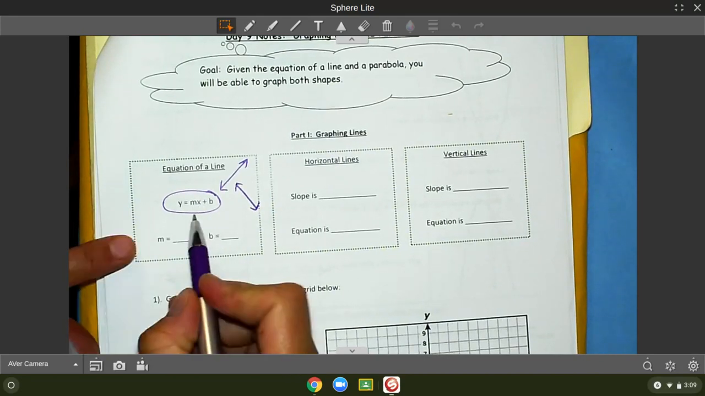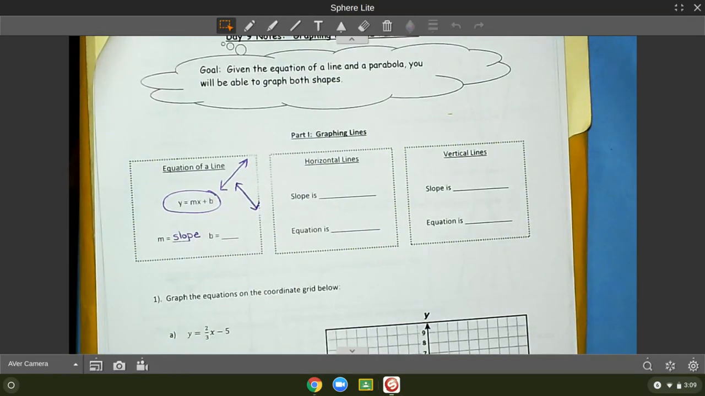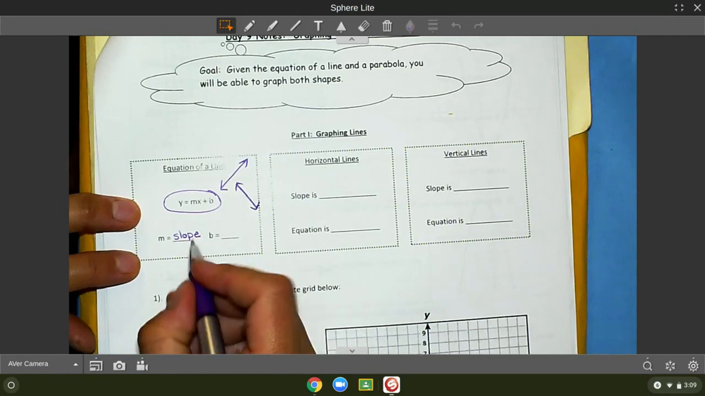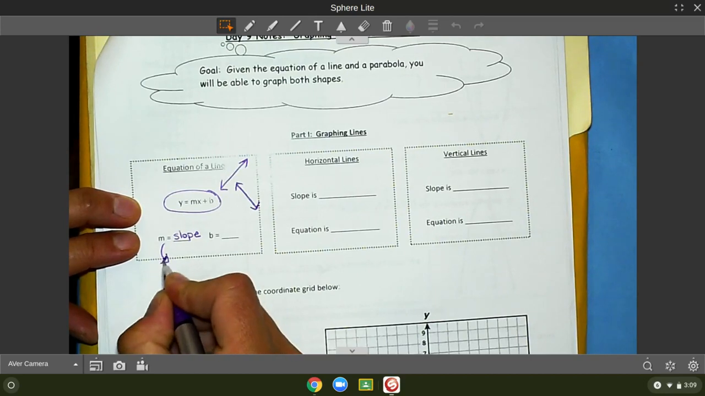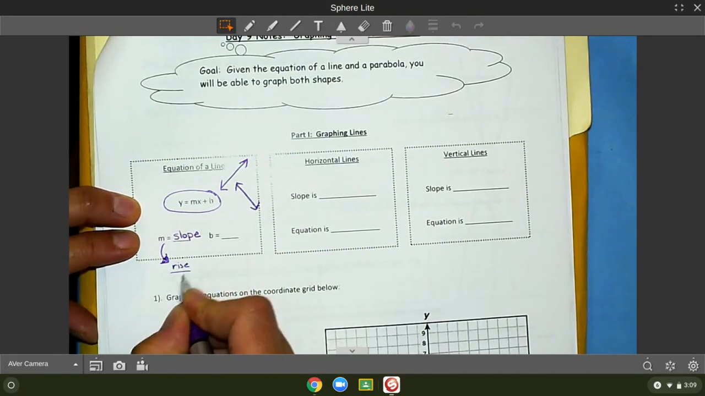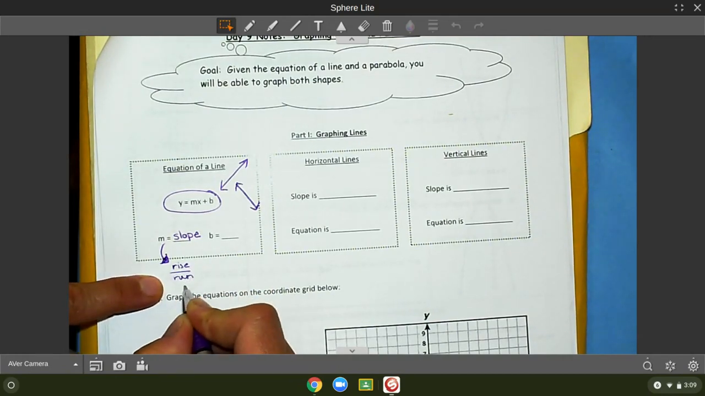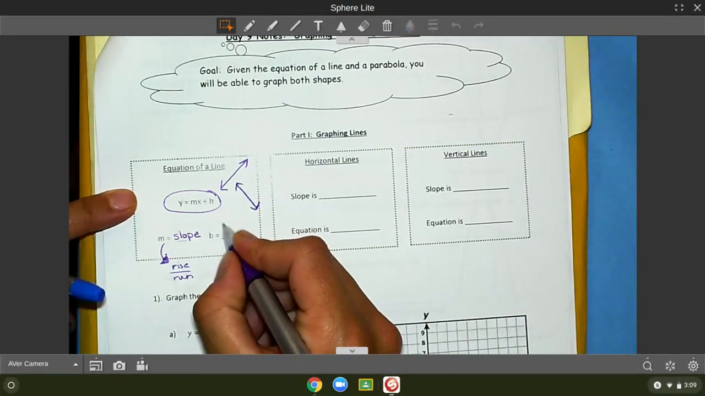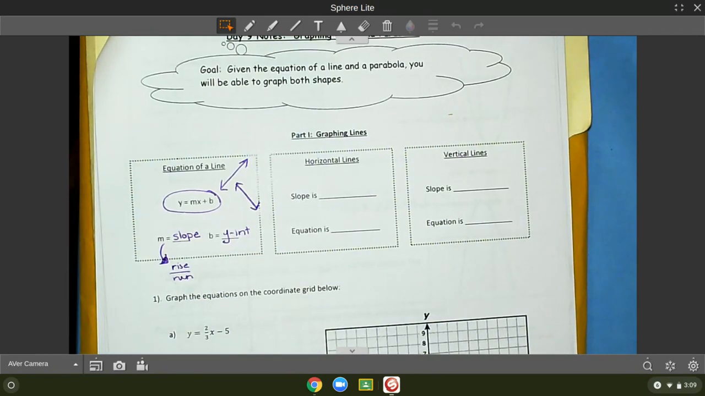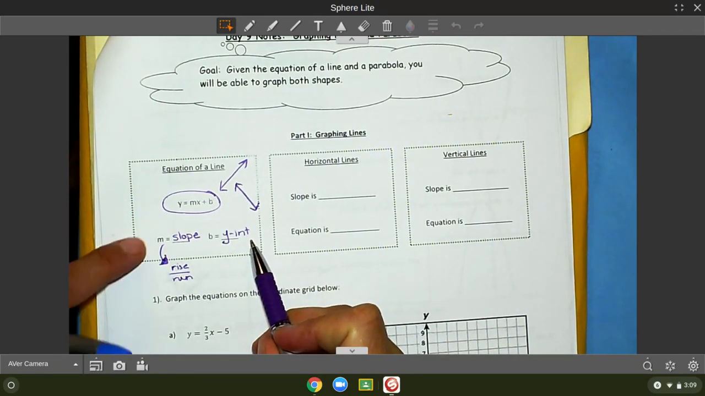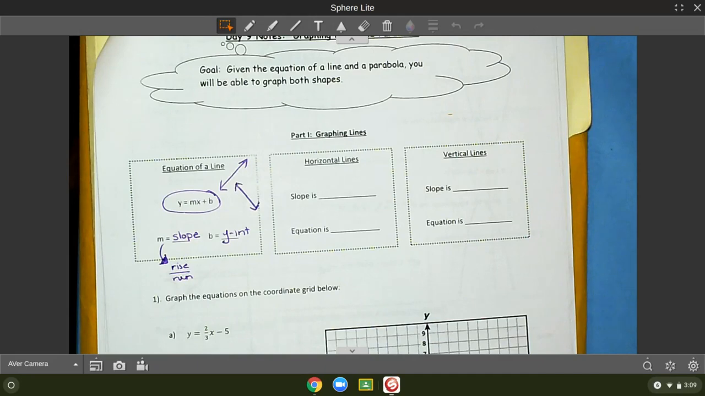mx plus b. The letter m stands for your slope. Your slope is going to be the direction of the line. Usually, the slope is in the form of a fraction, and that fraction is going to be rise over run. So up or down is the top number, and the bottom is going to be left and right. And then the b value, the number that you're adding or subtracting, is going to be your y-intercept. That's the number where you start plotting your line on the y-axis, which is the axis that goes up and down. Those are the equations of your diagonal lines.